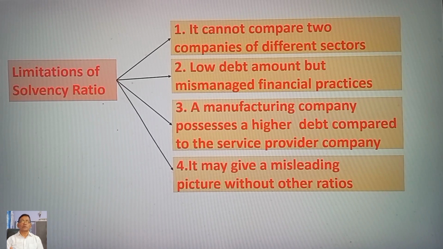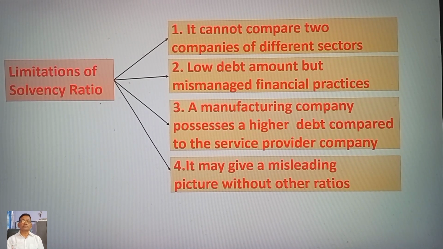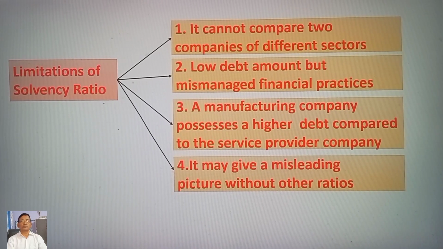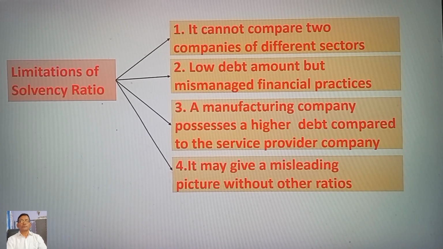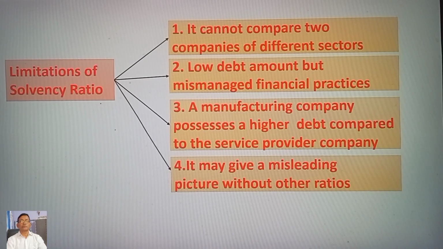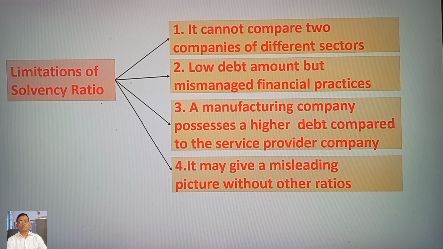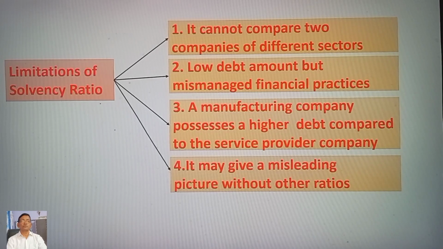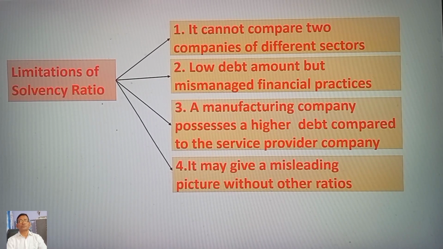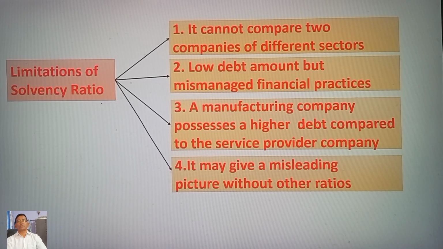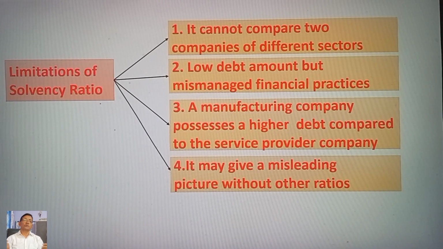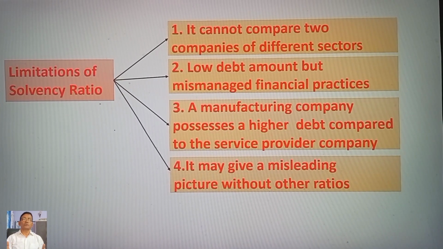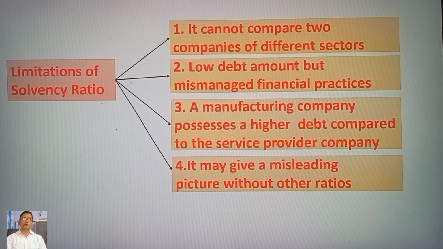Hence, the solvency ratio should not be the only criterion to look at to assess the company's financial position. The manufacturing company might have higher debt but adequate financial management. Having an adequate financial management process can surely boost their profits. Fourth, solvency ratios give a misleading picture if used alone without other ratios.